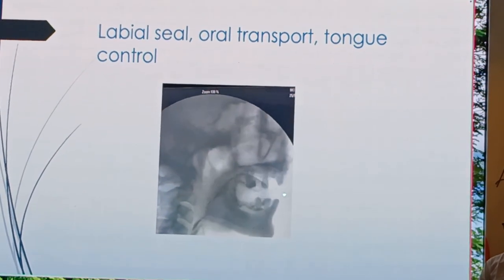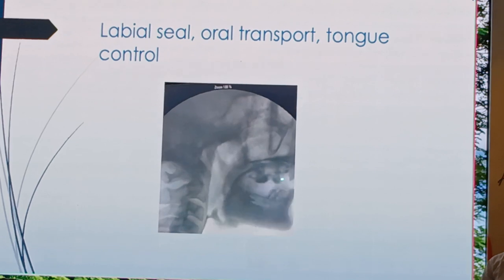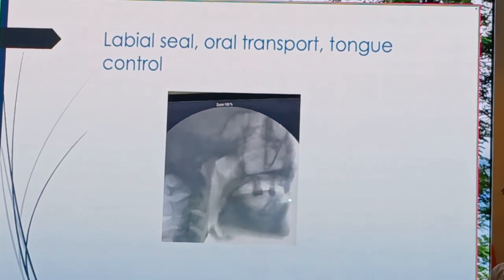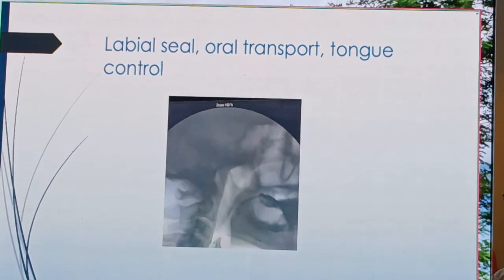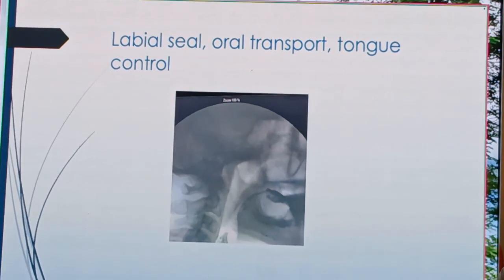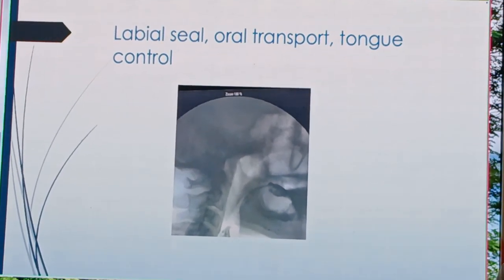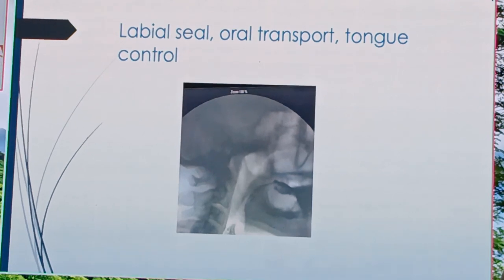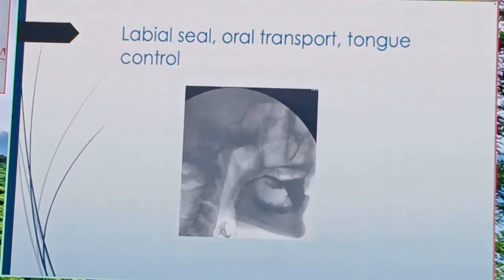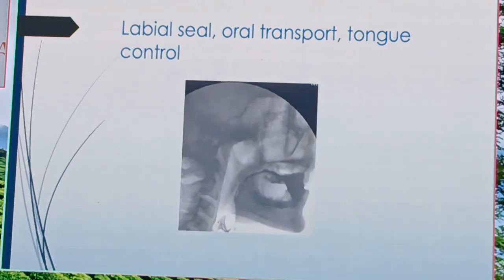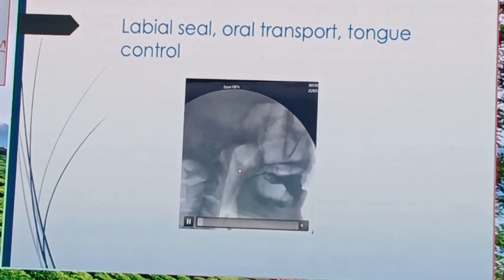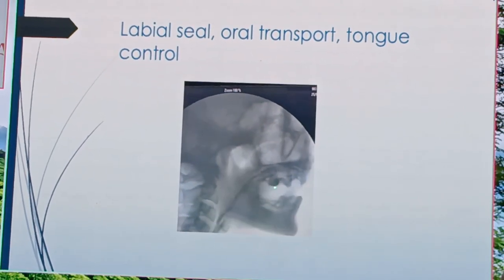watch this. This here is the labial seal, the lips closing together. You may not be able to make it out very well because the teeth are coming in the way, but that's the labial seal. Also at the same time, watch the tongue movements.